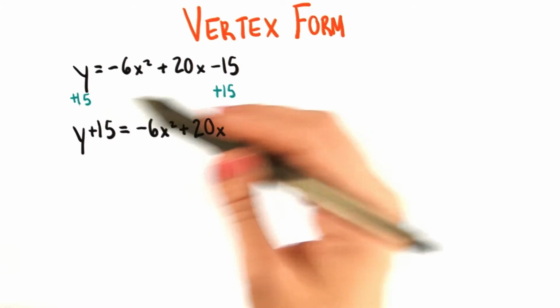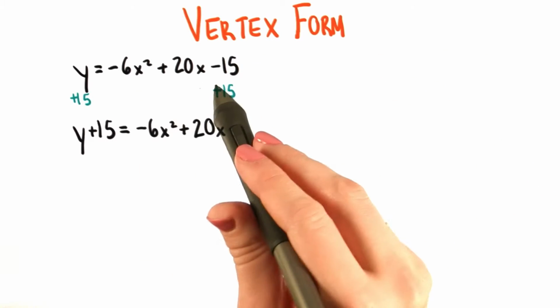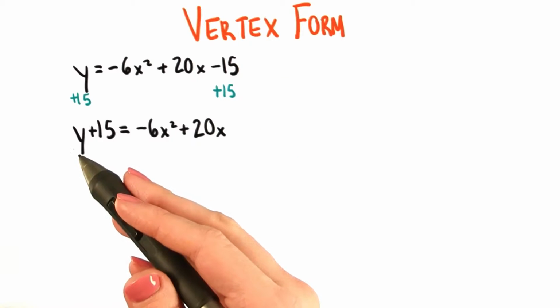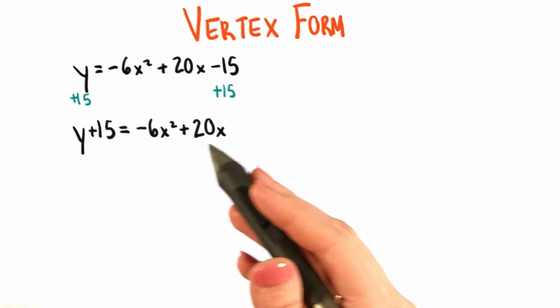So we're going to add 15 to both sides so that we can pick our own constant to complete the square with on the right side. So that gives us y plus 15 equals negative 6x squared plus 20.